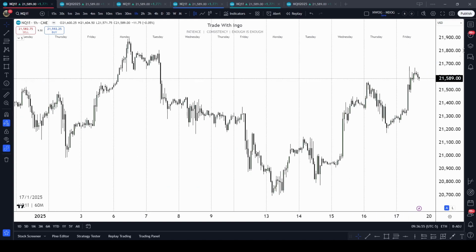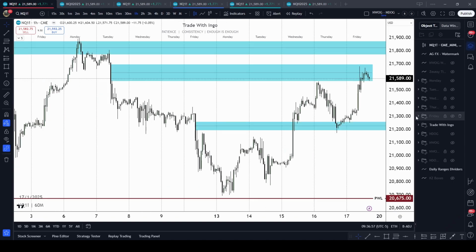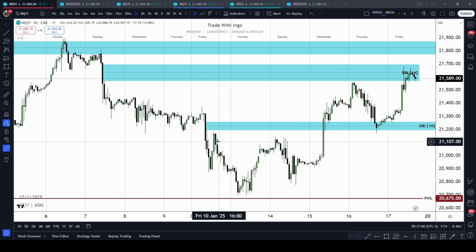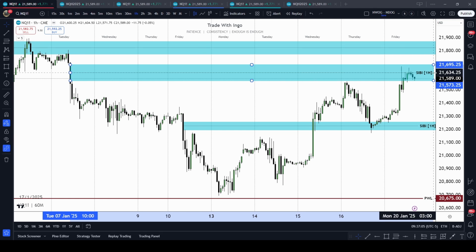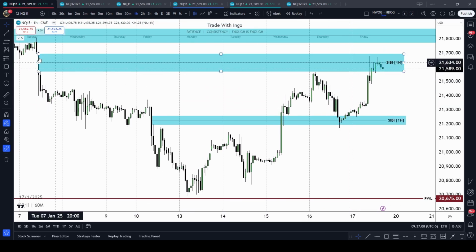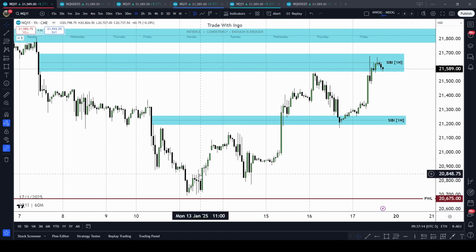Okay, so if we take a look at the hourly chart, I drew these sell side imbalance, buy side inefficiencies on the hourly over here and over here. So what actually happened was the following. On Monday during London we had this downward move, creating the low of the week. New York AM session was accumulation, and during the PM session we went up.